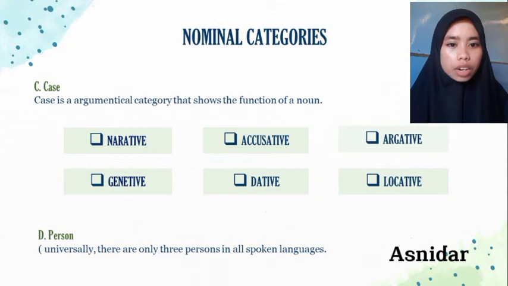D. Person. Universally, there are only three persons in all spoken languages. Nouns are always third person. First and second person forms are always pronouns. The major differences among languages lie in the first person plural.